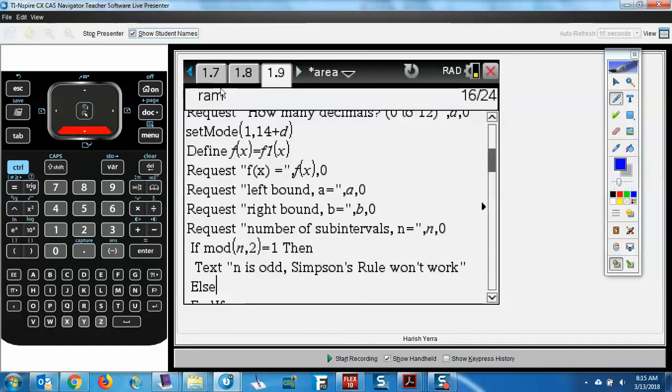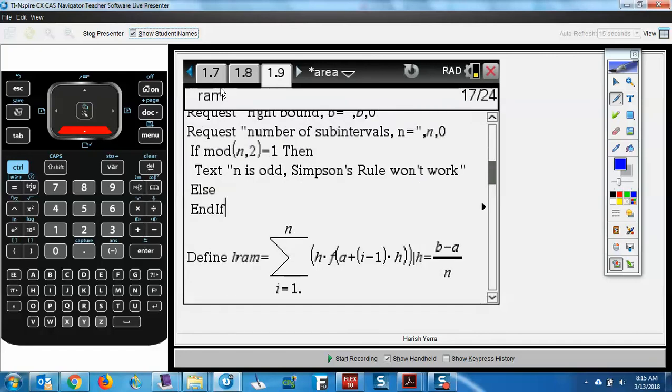This is just for an error message. Mod N2, mod is just a division, and if you have a remainder. Okay, so if mod N2 equals 1, what that means is if you take the number of subdivisions, divide by 2, and get a remainder of 1, that means it's odd, right? If you take 9, divide by 2, you get 4, remainder of 1. So mod is just the remainder. So if that equals 1, then the program's saying, okay, you put in an odd number of subintervals, you can't do it. So it's just a check for an error message. If it's even, then the mod will be 0. So that's what that is.